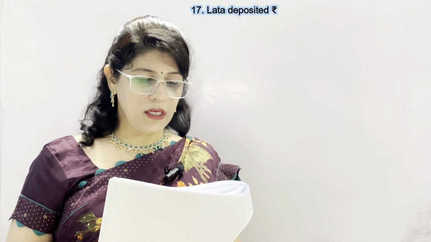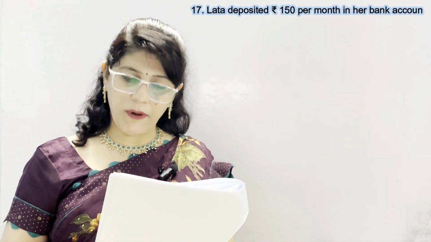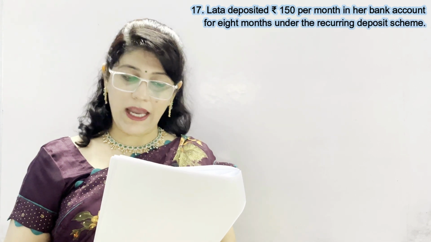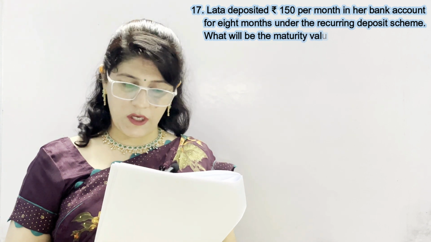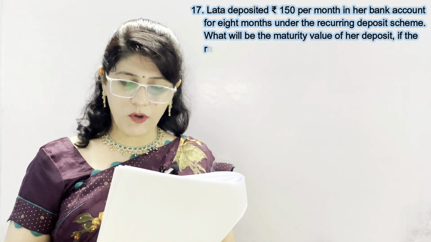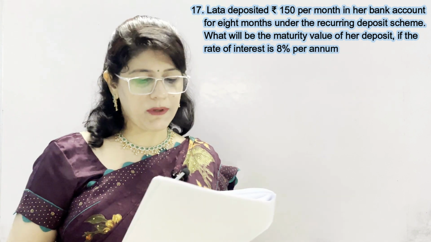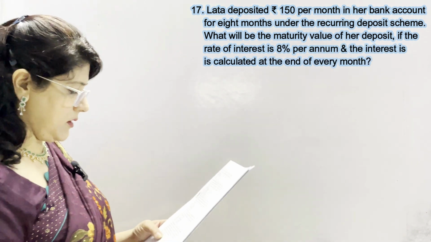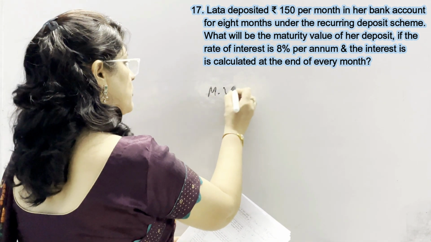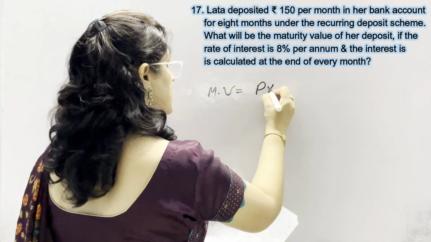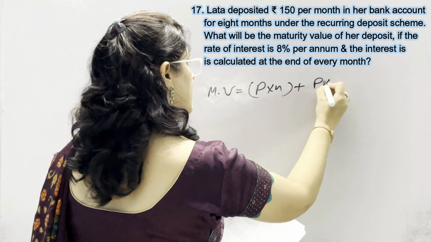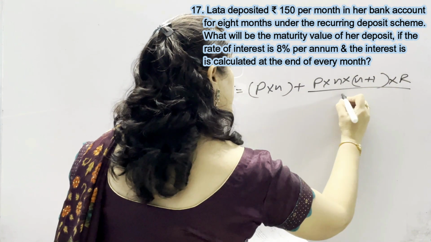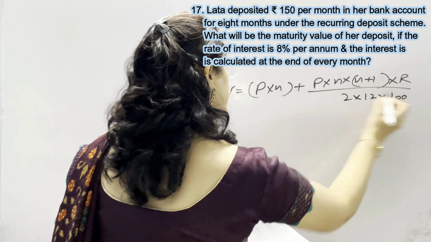In question number 17, Lata deposited rupees 150 per month in her bank account for 8 months, P is 150, N is 8, under the recurring deposit scheme. What will be the maturity value of her deposit if the rate of interest is 8% per annum and the interest is calculated at the end of every month? So maturity value formula we need to put here. So P into N, then P into N plus 1 into R upon 2 into 12 into 100.